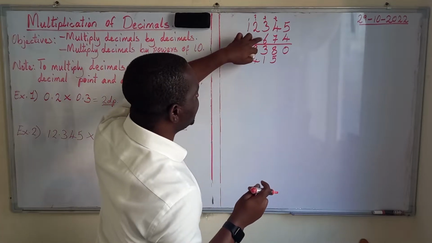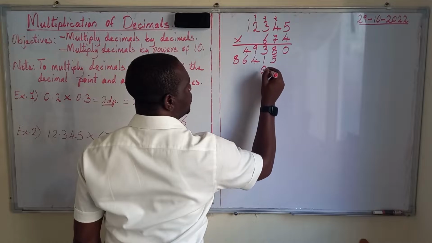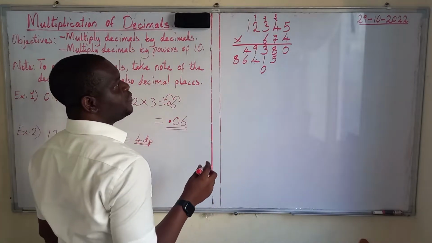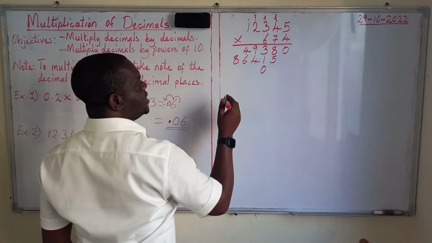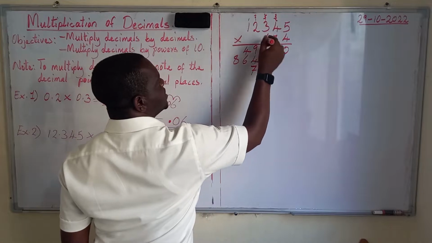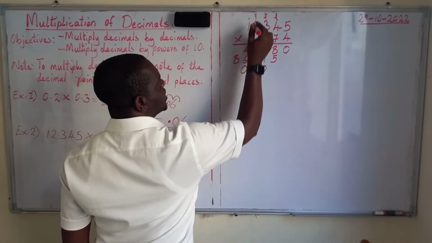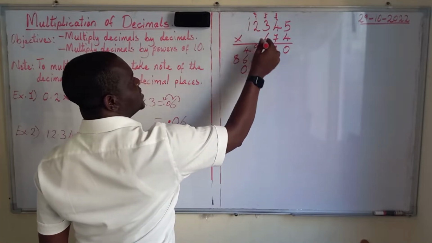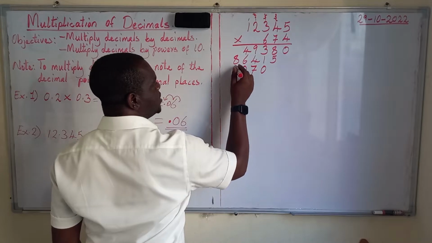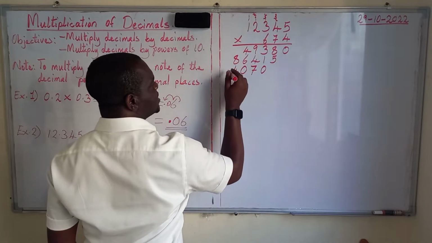Now we multiply by 6. 6 times 5, 30. This will be 0 and carry 3 over. 4 times 6 is 24, and 24 plus 3 is 27. So we write our 7 here and carry 2. 3 times 6 is 18. 18 plus 2 is 20. 0 and carry 2 over. 2 times 6 is 12, and 12 plus 2 is 14. 4 and carry 1. 1 times 6 is 6 plus 1 is 7.